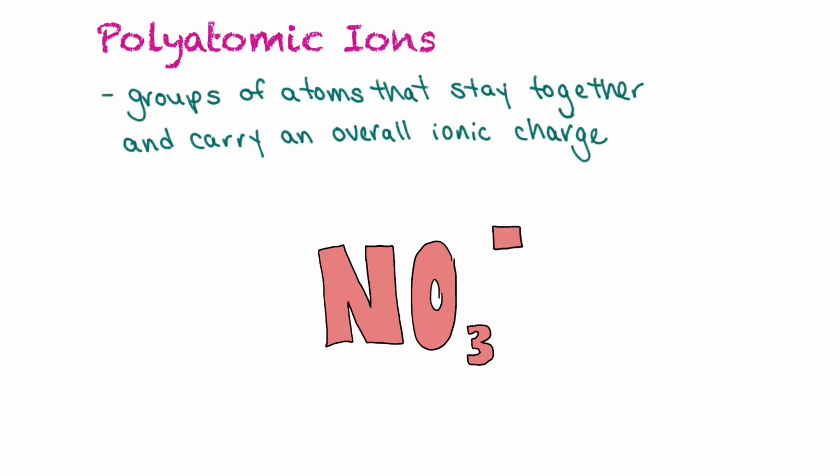So a polyatomic ion is a group of atoms that likes to stick together. They'll be involved in chemical reactions and they'll stay as that bundle of atoms together. They also carry an overall ionic charge. The example that I have here is known as nitrate. Nitrogen and 3 oxygens like to hang out together and form compounds, and that ion has a charge of -1.